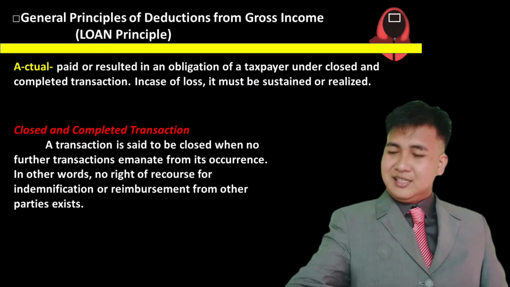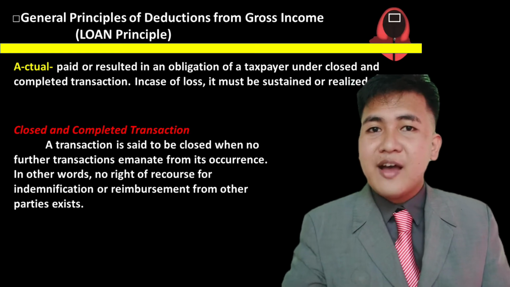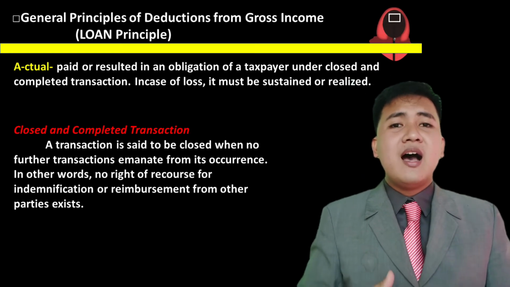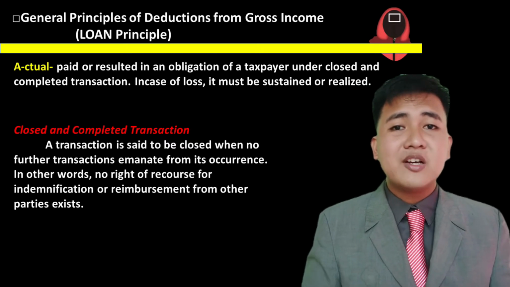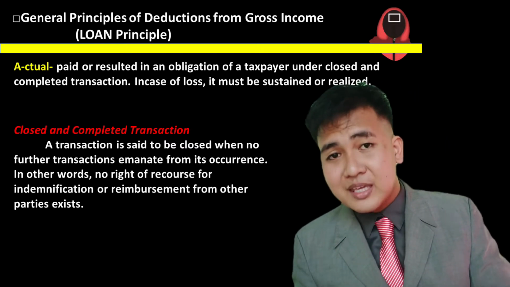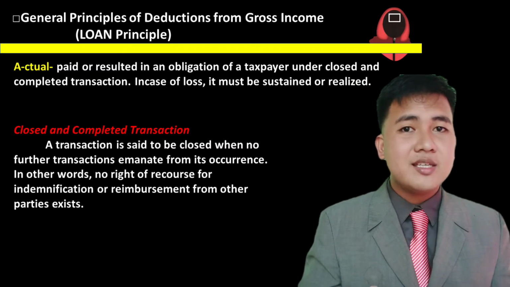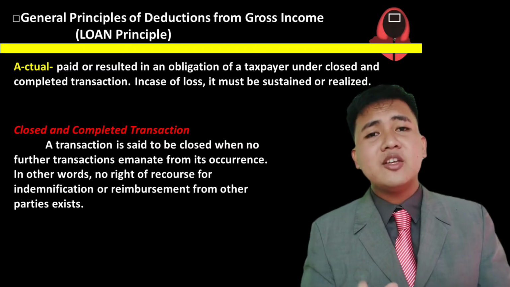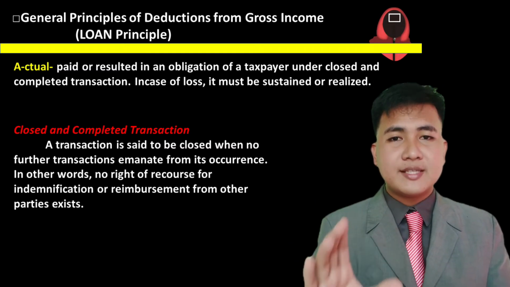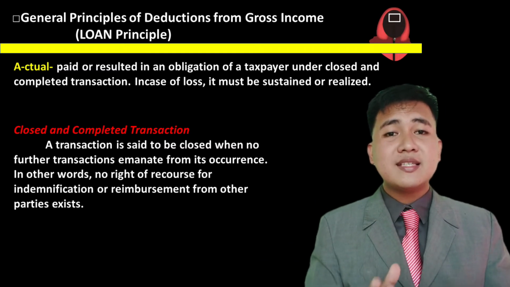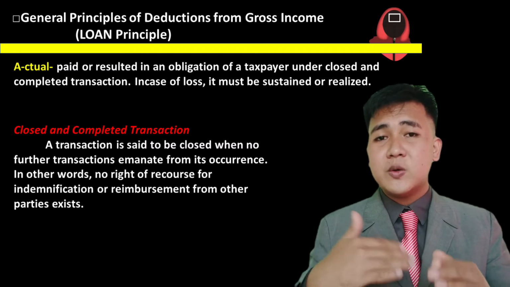Okay, let's go to the acronym. We have actual. What is meant by actual? Here we say that it is actual when that expense is a result of an entity being obliged to pay to continue its operations. It says here that it means paid or resulted in an obligation of the taxpayer under a closed and completed transaction. We'll discuss what this closed and completed transaction is as we go along.